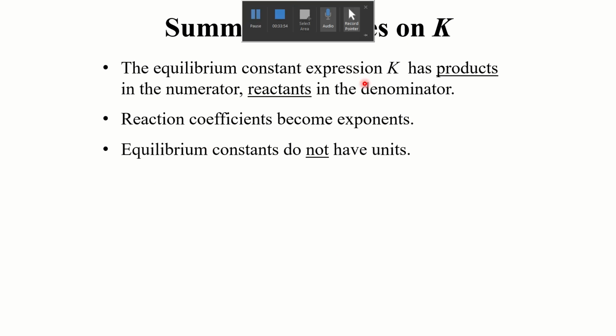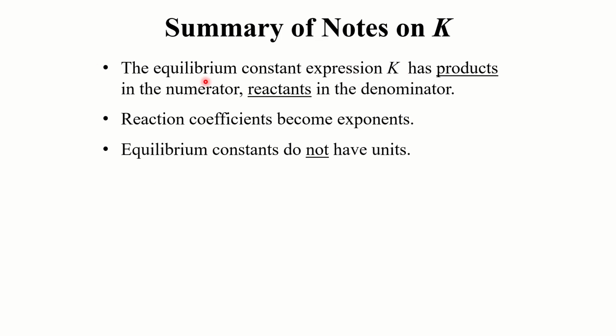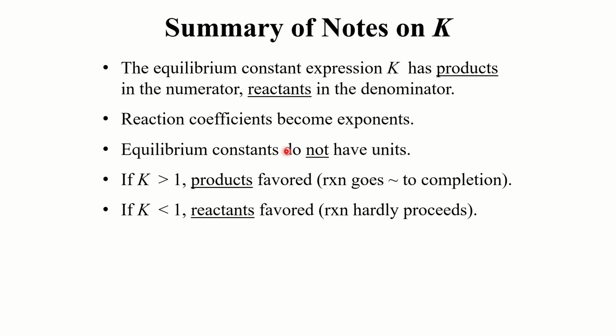The equilibrium expression at K has products in the numerator, reactants in the denominator. Reaction coefficients become exponents. So the stoichiometric coefficients become exponents. And again, important to note here that equilibrium constants do not have units. They are simply a mathematical ratio. If K is greater than 1, it's products favored, so the reaction can be thought as going to completion. If K is less than 1, the reactants are favored.